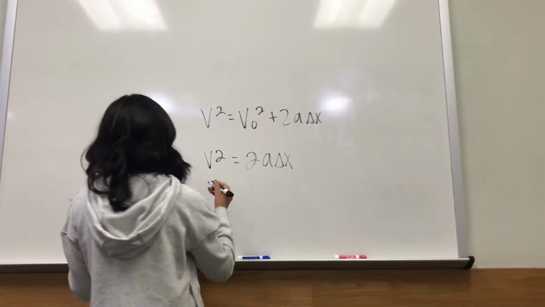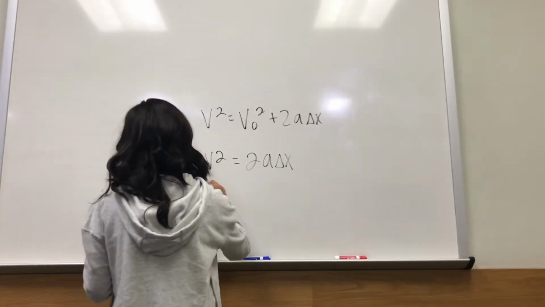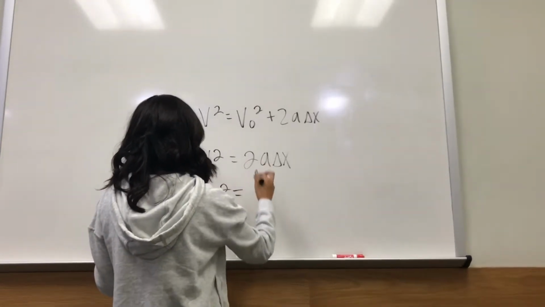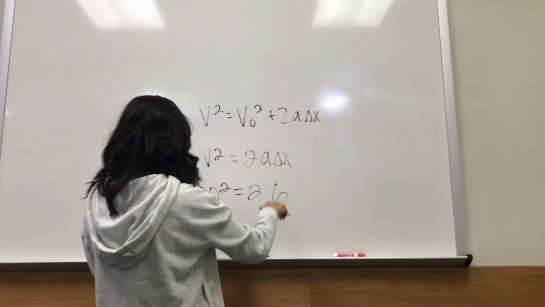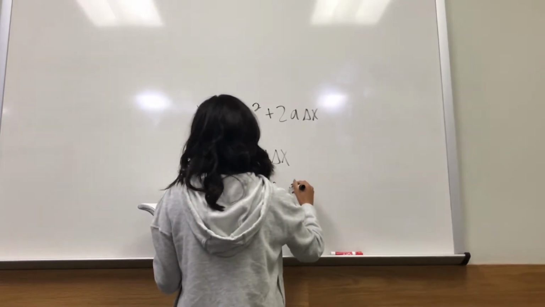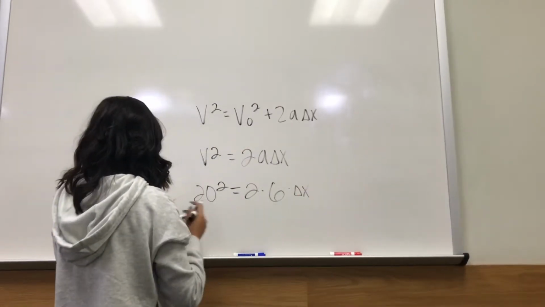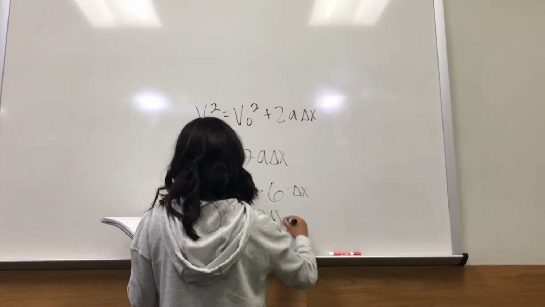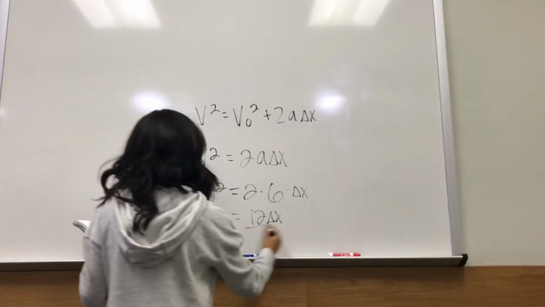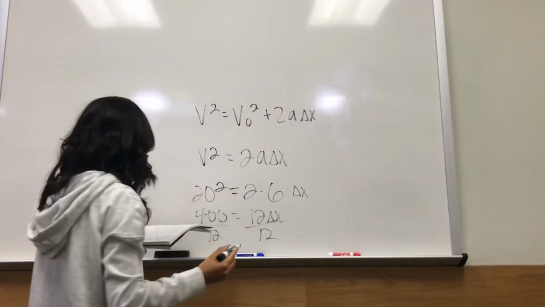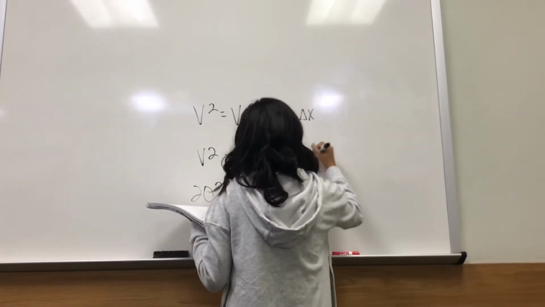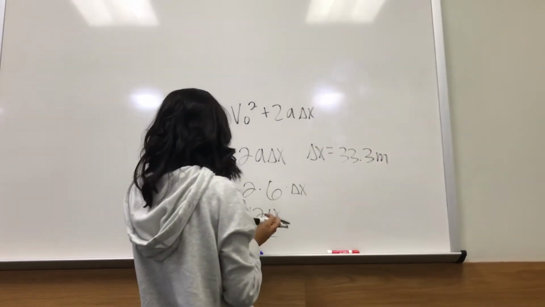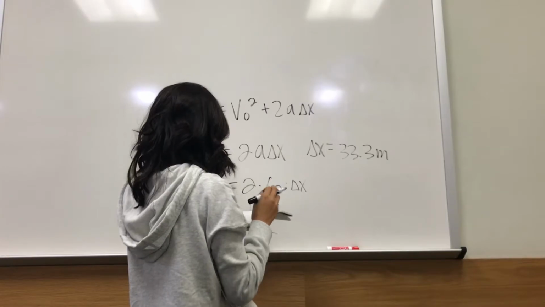in x. So her velocity was 20 meters per second, and we have to square that, and then we just plug in 2 times her acceleration, which is 6 meters per second squared, times the change in x. That gives you 400 equals 12 times the change in x, and to solve for the change in x we just divide by 12. So our change in x is 33.3 meters, so that's the distance it takes her to stop.